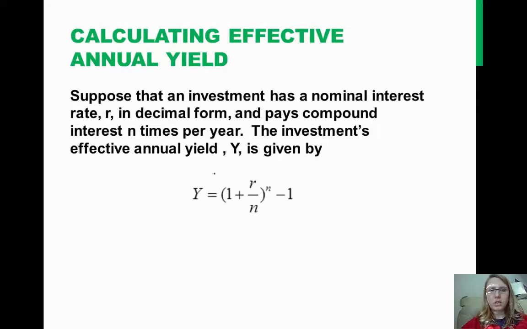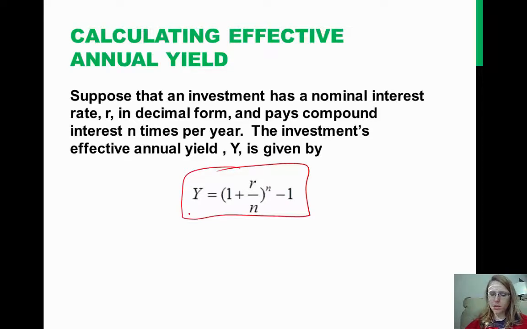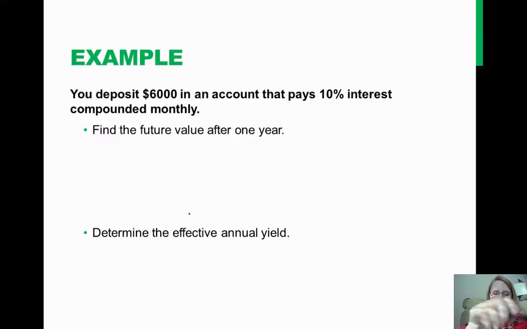So here is our formula to find that. If we take the rate in decimal form and compound it certain times a year to the nth power and subtract 1, we can get a common percentage to be able to compare different rates to each other. So let's take an example of that.